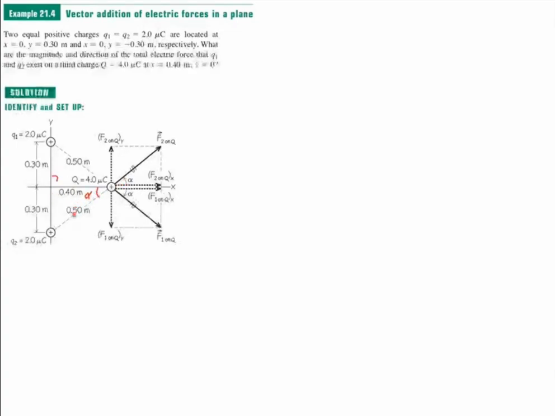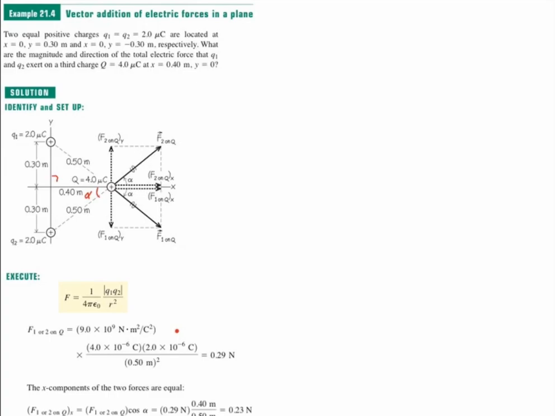Now the magnitude of these two vectors are given by Coulomb's law. And we can now calculate the size of those vectors. And so each of them is going to have a magnitude of 0.29 newtons. And the reason, of course, is that these two charges are the same distance from the charge in question.